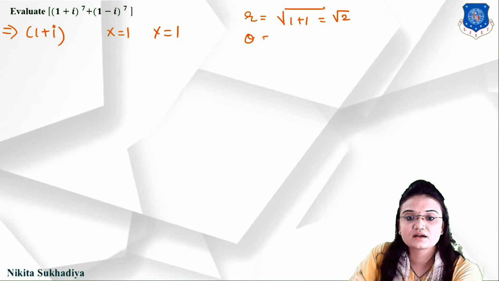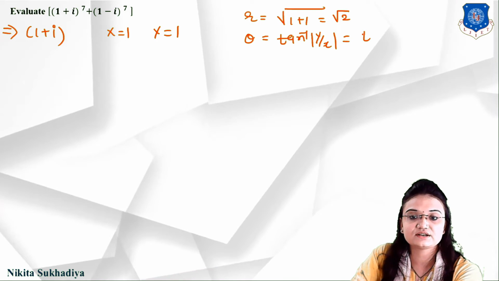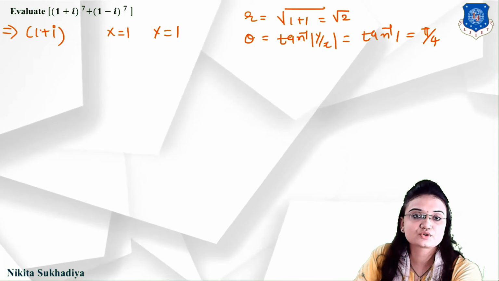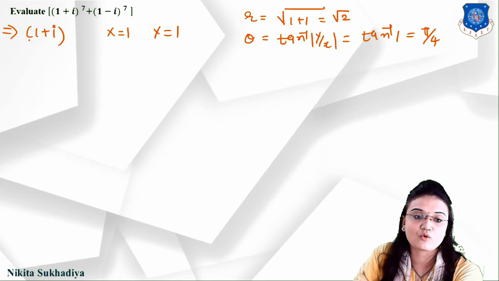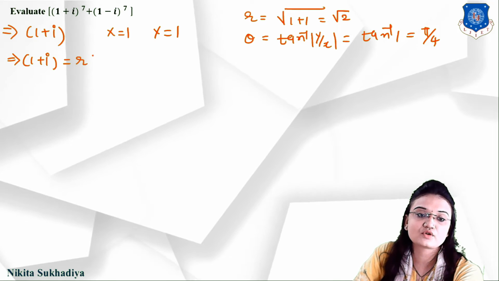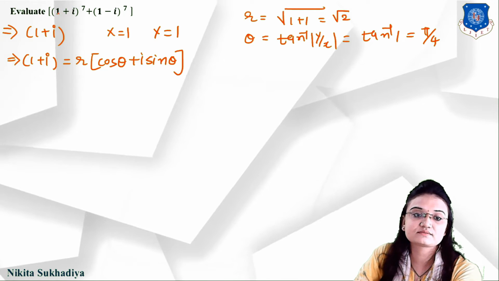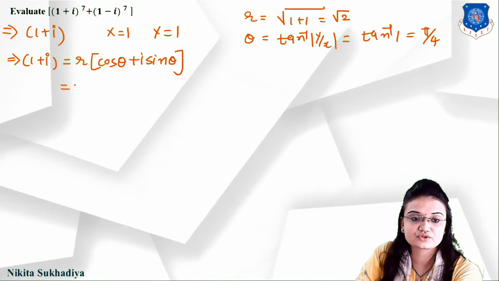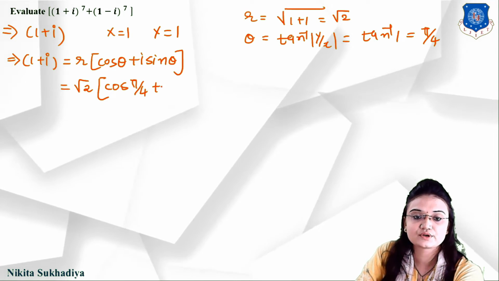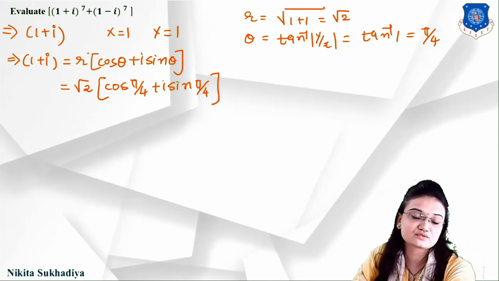Okay, and theta, this one is in the first quadrant, so tan inverse y by x, so this is tan inverse 1, so theta is nothing but pi by 4. So we can write this complex number in polar form like this: 1 plus i is equal to r (cos theta plus i sin theta). For this complex number 1 plus i, our r is under root of 2, theta is pi by 4, so this is root 2 (cos pi by 4 plus i sin pi by 4). First of all convert it in polar form and then try to solve it.